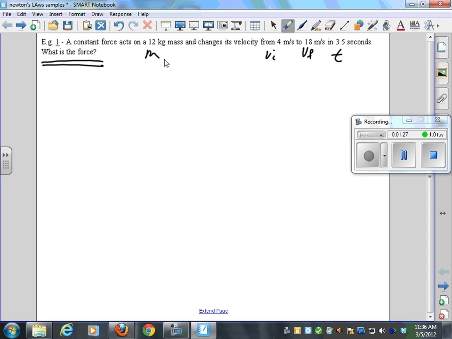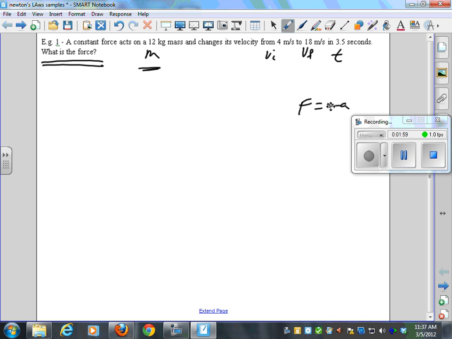Now, what formula do you know that has force in it? F equals MA. Does F equals MA have M in it? It certainly does. Does it have A in it? It does, but we don't have A. Can I get A from this stuff? Yes. So, should I write down F equals MA first? No, because that's the last thing I want to write down, because I'm asked for the force. That's the last thing, right? So I don't want to write that first.